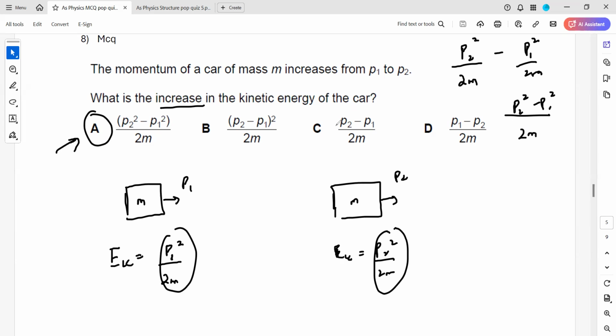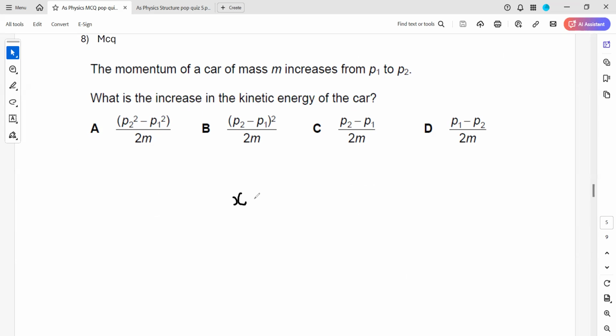No, B, why is B not the same as A? Because there is a big difference between x minus y whole square and x square minus y square. This is an individual square subtraction divided by 2m. This is a whole square subtraction, then squared. So they are not equal.